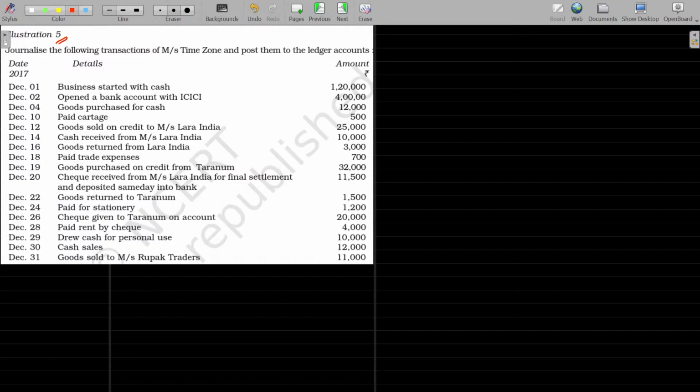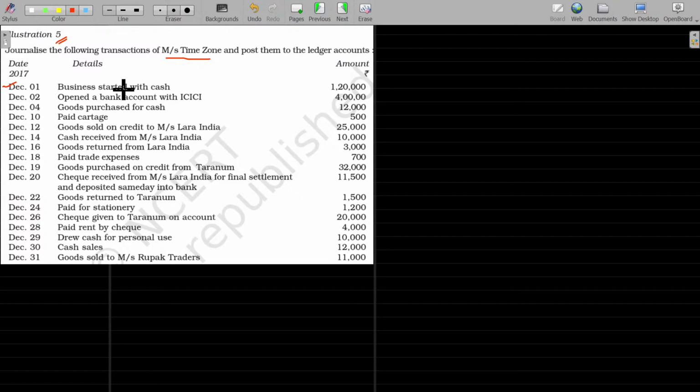Illustration 5. Journalize the following transactions of Mrs. Time Zone and post them into the ledger. Let me first pass the journal entries for this one by one. You also try with me. Post your answers in the chat box also.